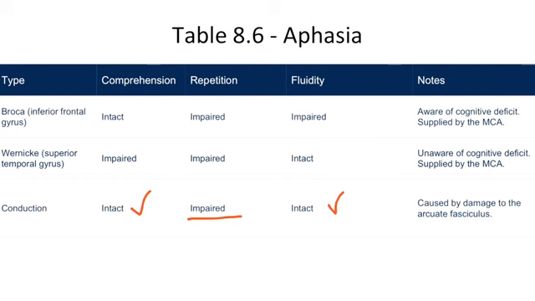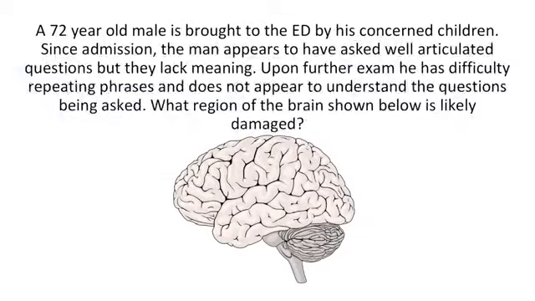Okay, let's do another question. A 72-year-old male is brought to the emergency department by his concerned children. Since admission, the man appears to have asked well-articulated questions, but they lack meaning. Upon further exam, he has difficulty repeating phrases and does not appear to understand the questions being asked. What region of the brain shown below is likely damaged?